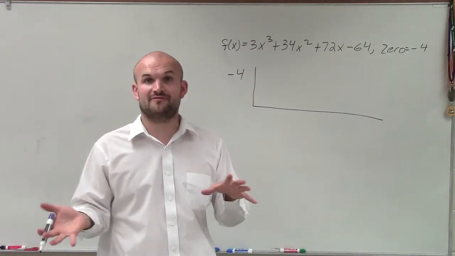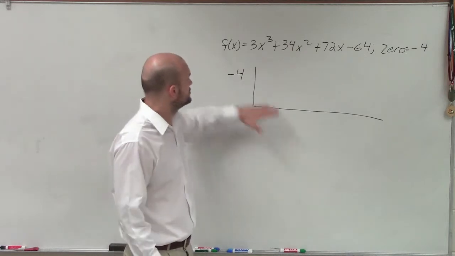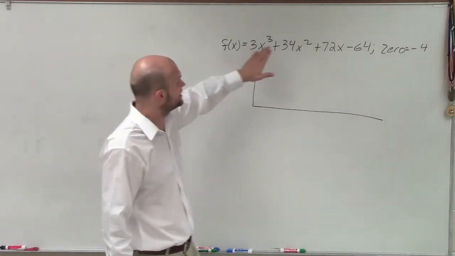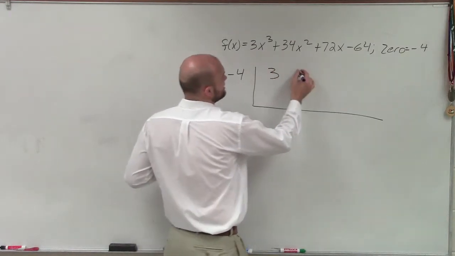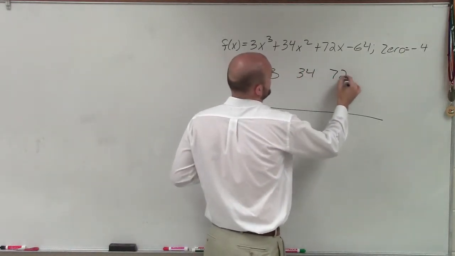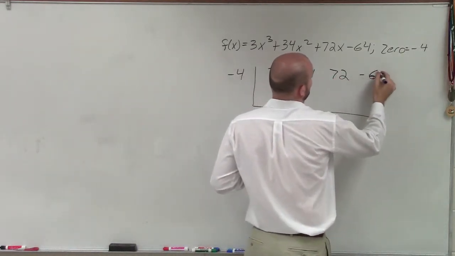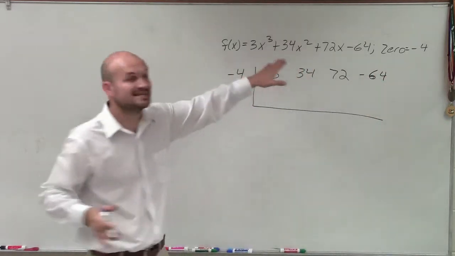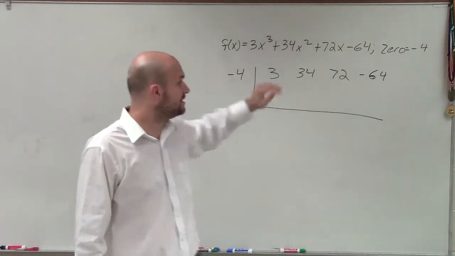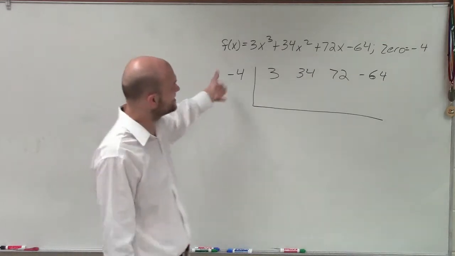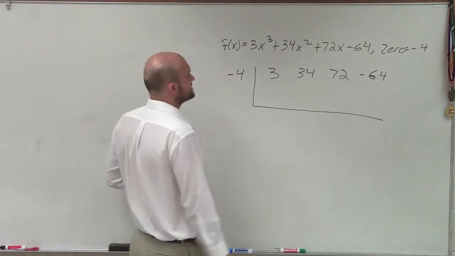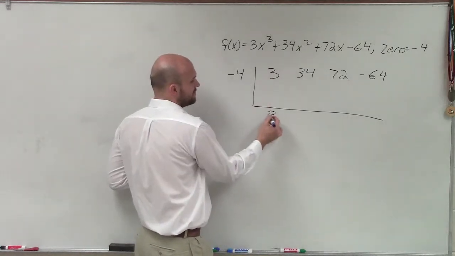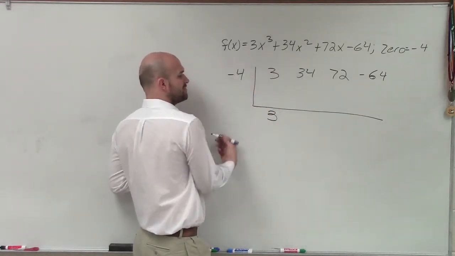If I had a problem that had a factor, we're going to want to make sure that we use the zero on the outside, and then I take the coefficient of each and every one of my terms and line it up. So I have 3, 34, 72, and -64. Now make sure if we're missing any terms when we go down in descending order, that we fill them in. But in this case, I'm not missing any terms, so I'm just going to line up all my coefficients.